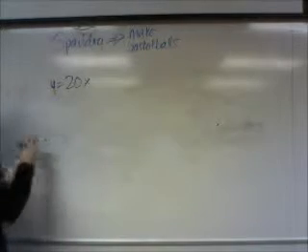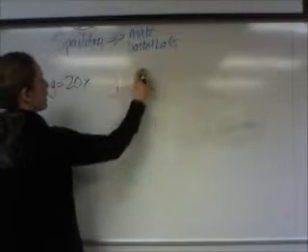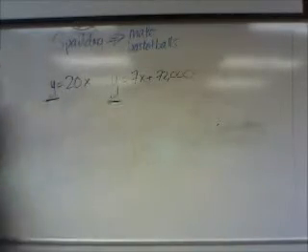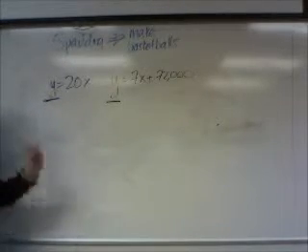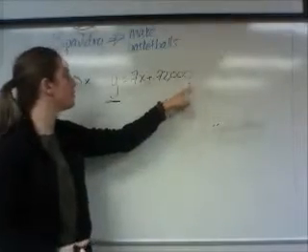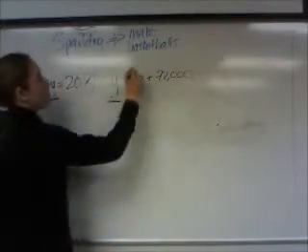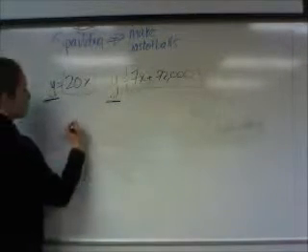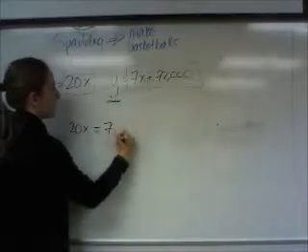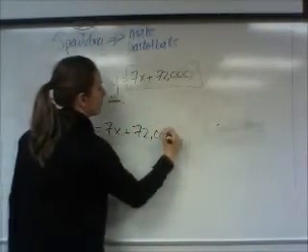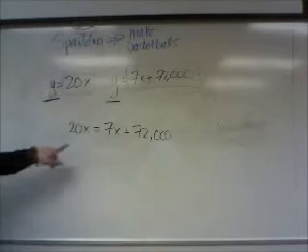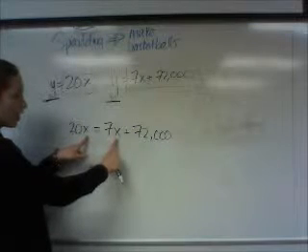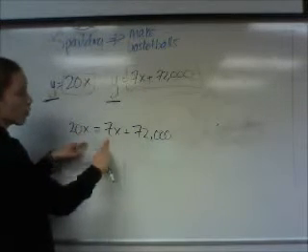If you notice here, I have y equals 20x. I also have y equals 7x plus 72,000. Since y equals 20x, but y also equals 7x plus 72,000, I can set these equal to one another because they both equal y. They must both be the same thing. So I can do 20x equals 7x plus 72,000 and solve for x. So remember, x represents the number of basketballs. So how many basketballs do I need to sell in order to make enough profit where I break even?